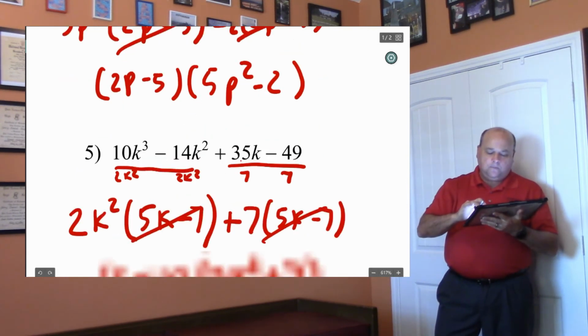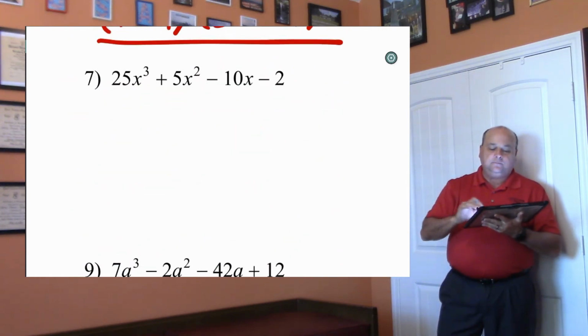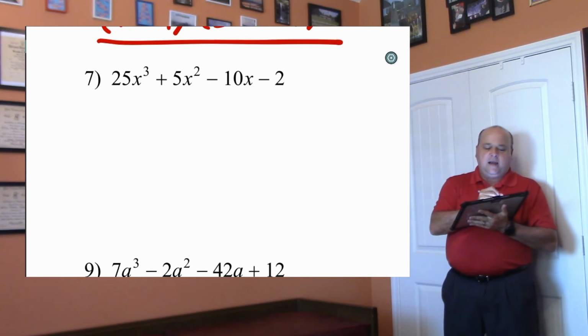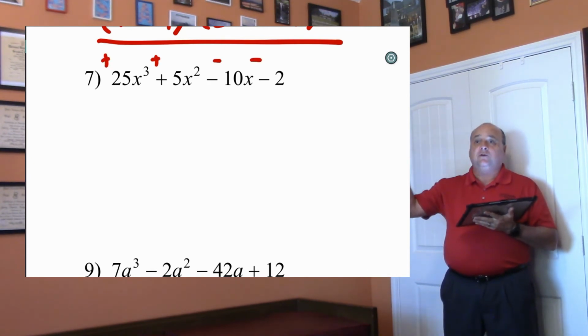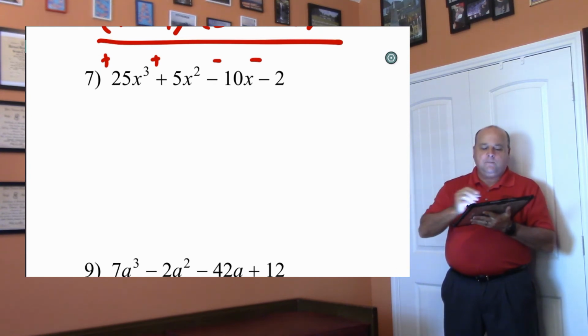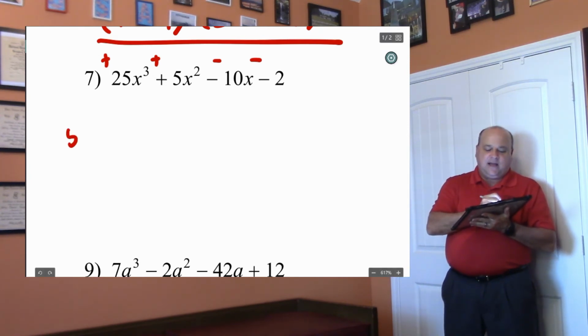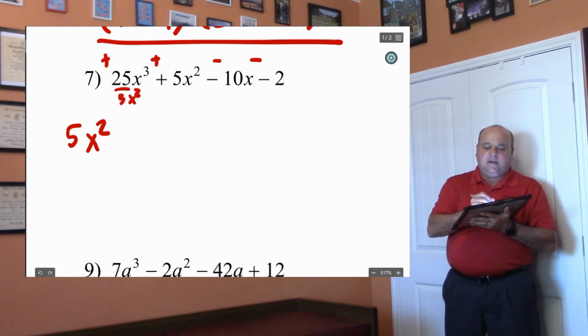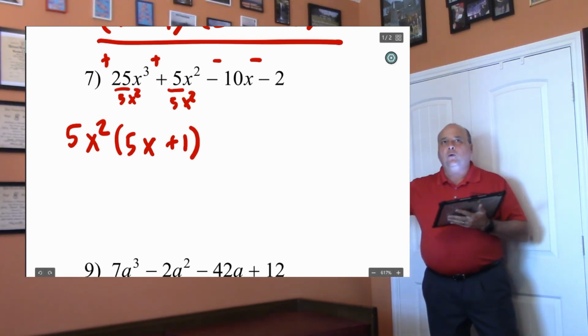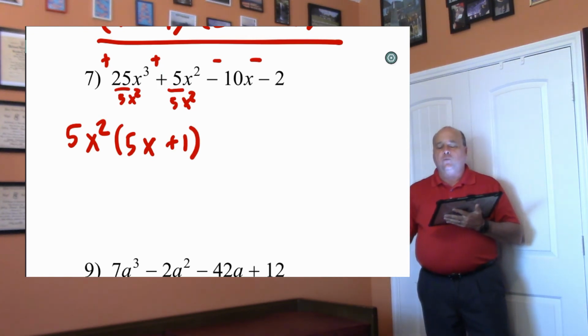Keep going on. Let's do number 7. Number 7, we have plus plus and minus minus, don't we? They are opposites, right? So I'm going to have to use a negative, right? Now then, I could take a 5 out and I could take an x squared out, right? So I'm going to divide these by 5x squared. And I'm going to get 5x plus 1, right?